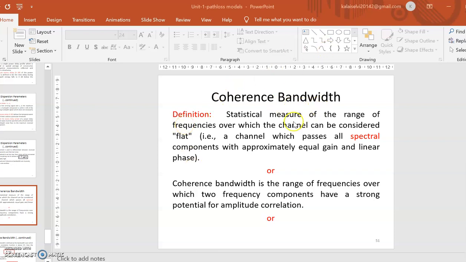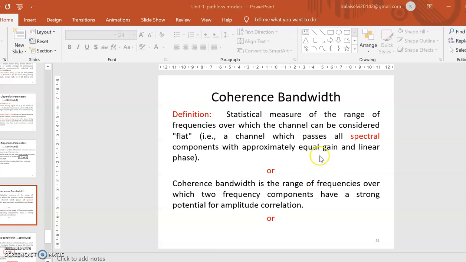Today we are going to see the coherent bandwidth. So what is the definition of coherent bandwidth? It is statistical. It is a measure of the range of frequencies. The range of a certain set of frequencies will be available. In that frequency range, the channel will be flat.